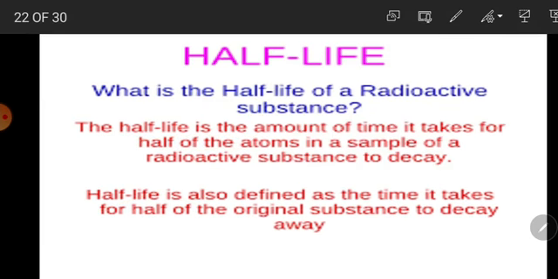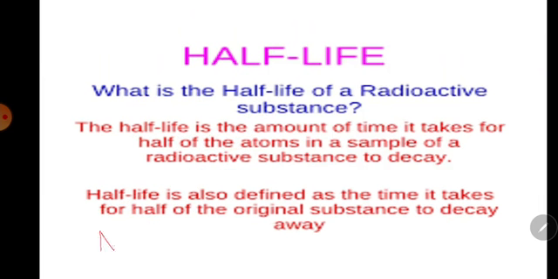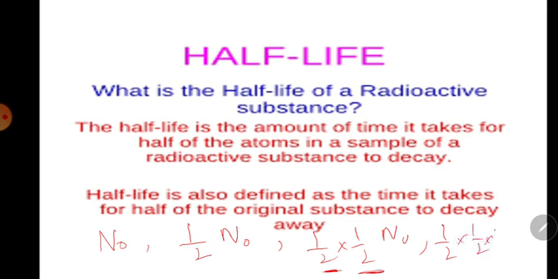For example, the number of original atoms is N naught. After the first half-life, 1/2 N naught. After the second half-life, 1/2 multiplied by 1/2 N naught. After the third, 1/2 multiplied by 1/2 multiplied by 1/2 N naught. So the total will become (1/2) to the power n times N naught, the number of atoms after n half-lives. So this is the general equation.